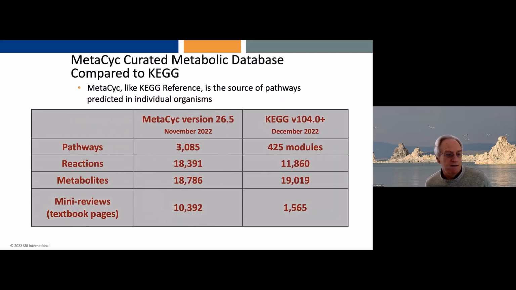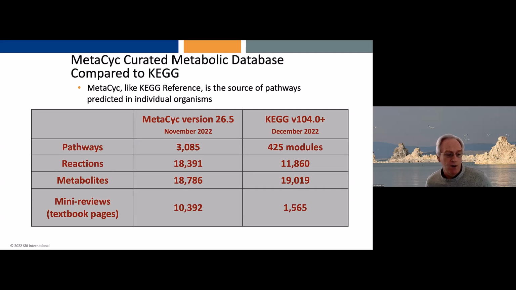Now here I'm comparing the single MetaCyc database to the KEGG reference database. Both systems have the notion of a reference pathway database that's used to predict pathways in other organisms. In MetaCyc, we have 3,085 pathways. In KEGG, they have 425 modules, about 1/7 the amount. We have 18,000 metabolic reactions in MetaCyc, compared to 11,000 in KEGG. The number of metabolites is quite comparable. KEGG's a bit ahead there.